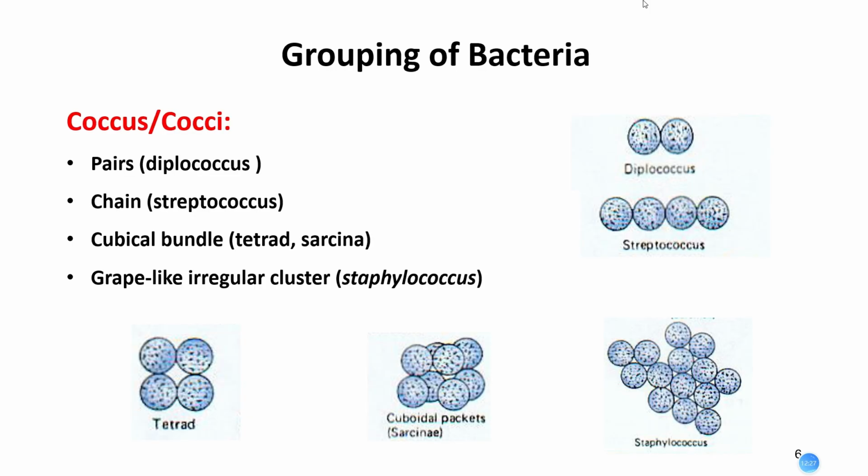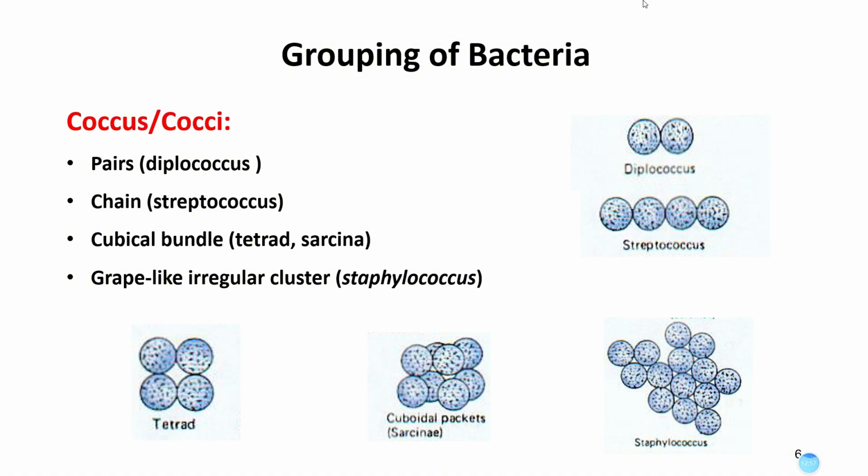And grouping of bacteria. Even though we call them unicellular, single-cell organisms, it doesn't mean that they prefer to live one by one, like a single cell floating in the air or in the water, because that's not good for the cell. It's hard for them to defend themselves and keep themselves safe. So usually the bacteria like to group together.